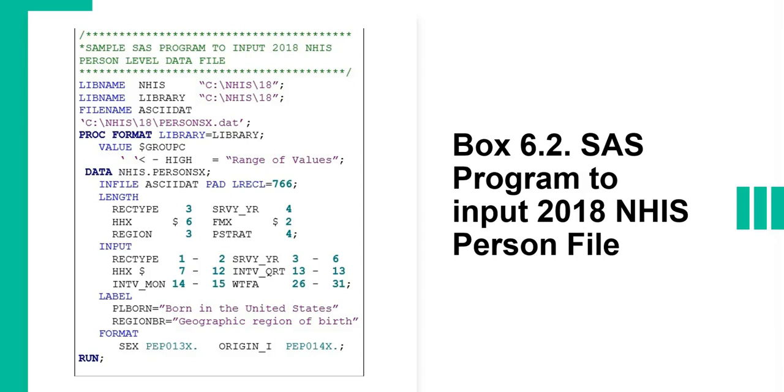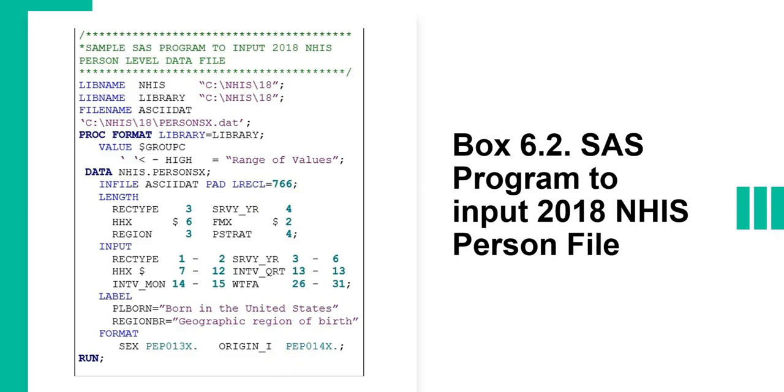I have taken the different sections and combined them into box 6.2 for a SAS program to import the 2018 NHIS person file. Here you can see the libname statements on the top, as well as the file name here, which is the .dat file. Then it goes through and includes the formatting, as well as the name of the data file, each of the locations of the data file, as well as an additional statement to link the formats into the data file.